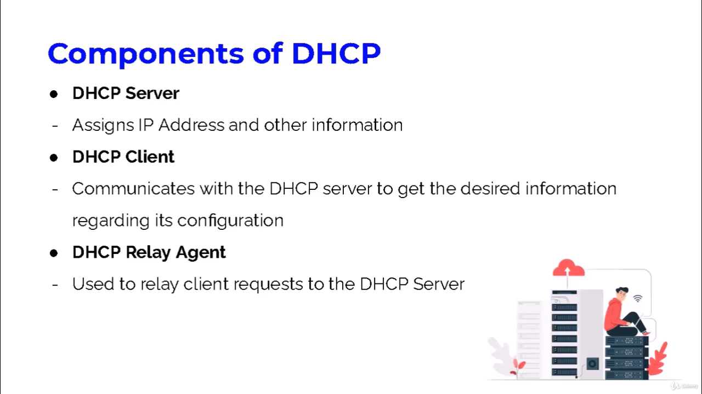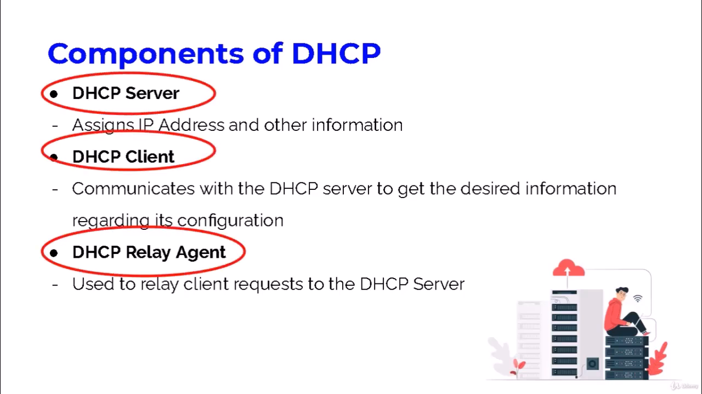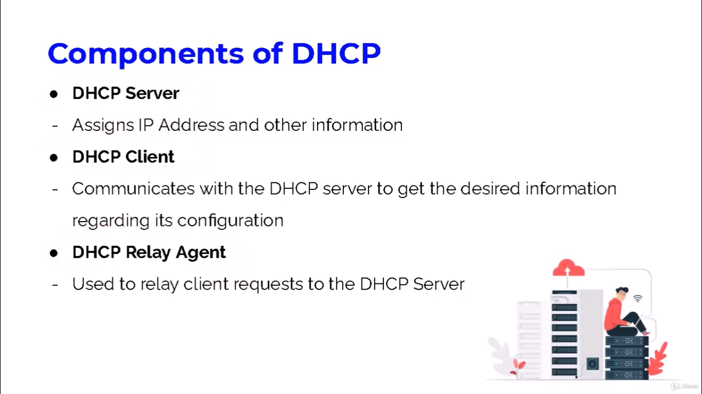Moving on to the components of DHCP. The use of DHCP on the network requires the following three components. As you can see on the screen, DHCP server, DHCP client, and DHCP relay agent. So what is a server? It assigns the IP address and other information to the clients when they request for information.